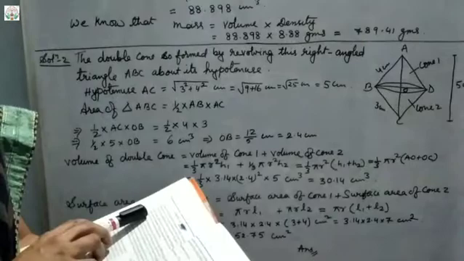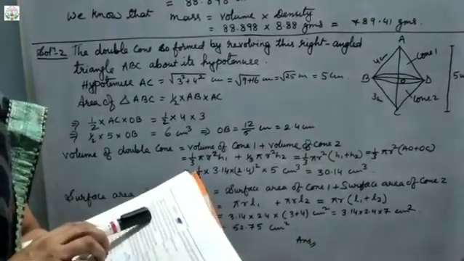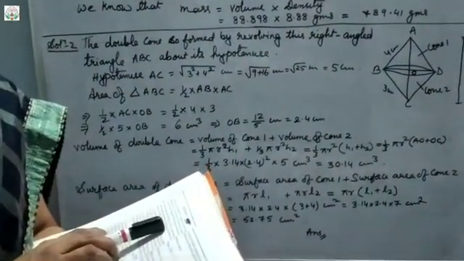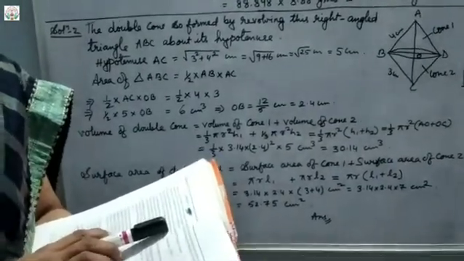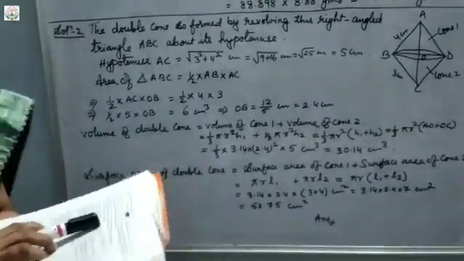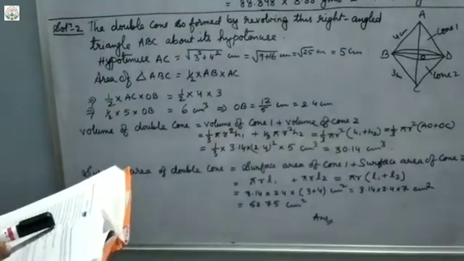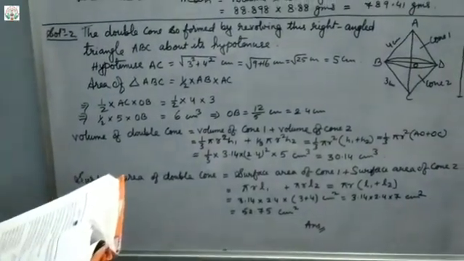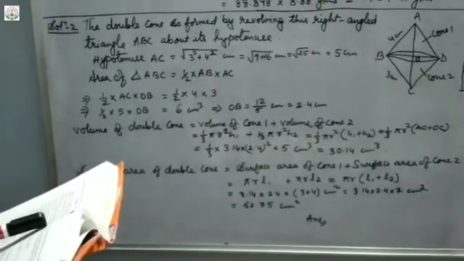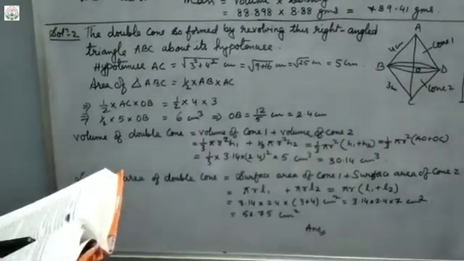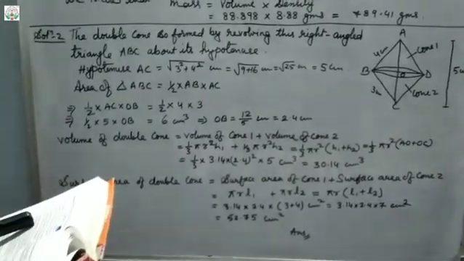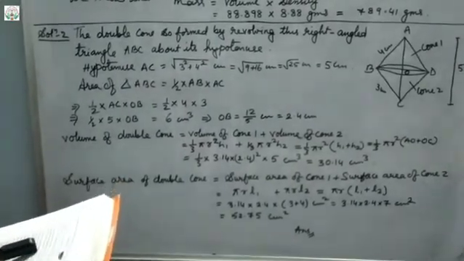Now the next question is the second question of 13.5, the miscellaneous questions. The second one is a right triangle whose sides are 3 cm and 4 cm other than the hypotenuse. Meaning the base is 3 centimeter and the perpendicular height is 4 cm. It is made to revolve about its hypotenuse.